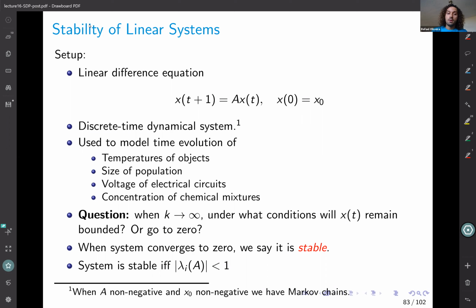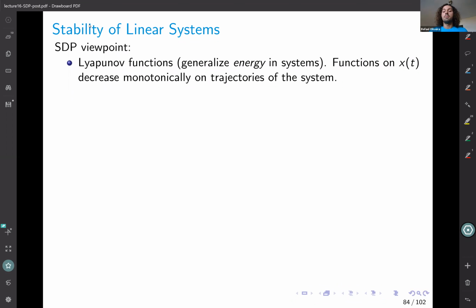Now, we know this characterization, but let's look at it from the semidefinite programming viewpoint. Usually when you're studying these physical systems, people define this notion of energy. And Lyapunov functions are exactly a generalization of this energy that you have in your system. What are they? They are just functions of x_t that decrease monotonically on trajectories of the system. What does it mean? If I start at a point x_0, I want this Lyapunov function to be decreasing as I keep going, t_0, t_1, t_2, all the way up to infinity.